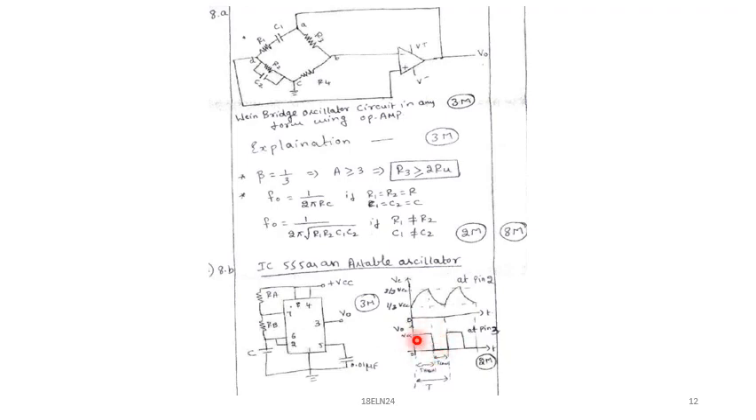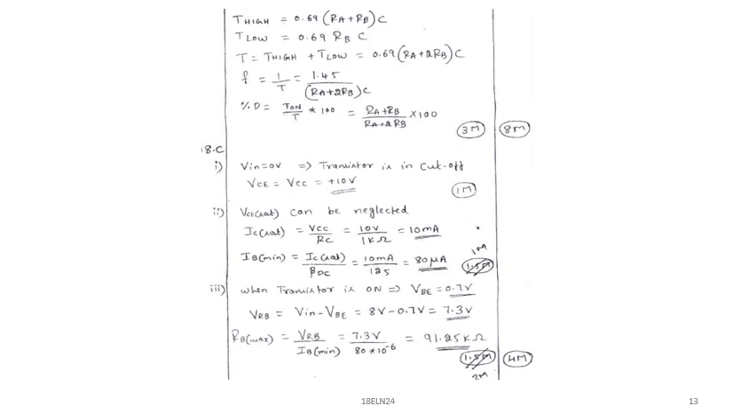Here the output is high and here the output is low. So it will generate a pulse type of signal, so it is called an oscillator. So we have 3 plus 2, 3 for the circuit diagram, 2 for the waveform. And the equation for the on period and off period, that is T high is equal to 0.69 (Ra plus Rb) into C, and T low is equal to 0.69 Rb into C, and the total period is the sum of these. That's what you have to mention.